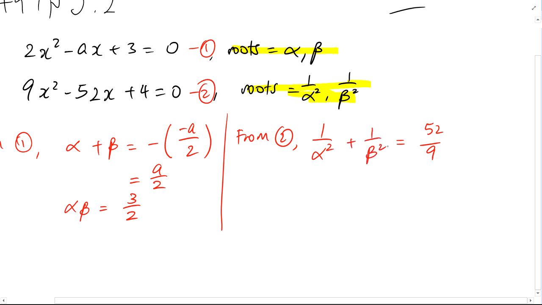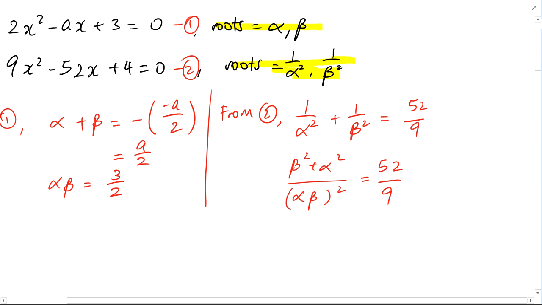Do you all like the expression left like this? No. What do you want to do? Expand, factorize, combine the fractions? Okay, let's combine the fractions. So beta square plus alpha square over alpha beta square equals 52 over 9. Do you prefer this? Why do you prefer this?